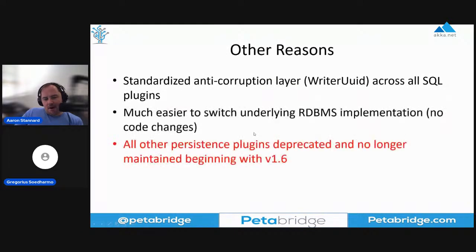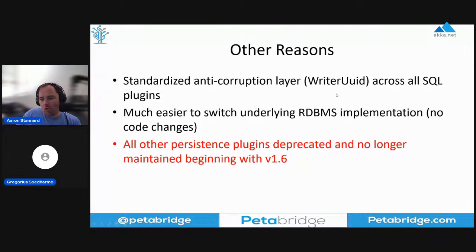Now, other reasons you might want to consider upgrading. We standardized the anti-corruption layer in Akka.Persistence for all these relational databases. This basically detects when multiple entities are trying to write to the same persistence ID at the same time, which is illegal and can result in data corruption. And we do that by looking at this writer UUID field.